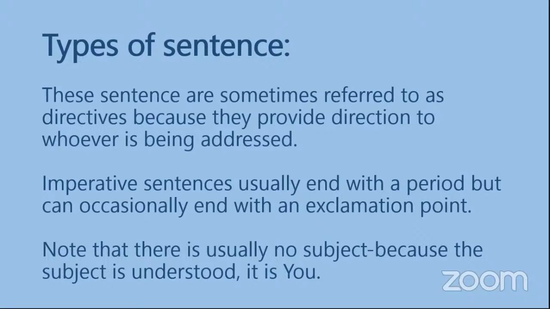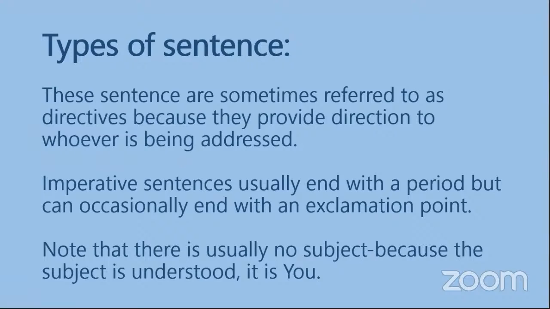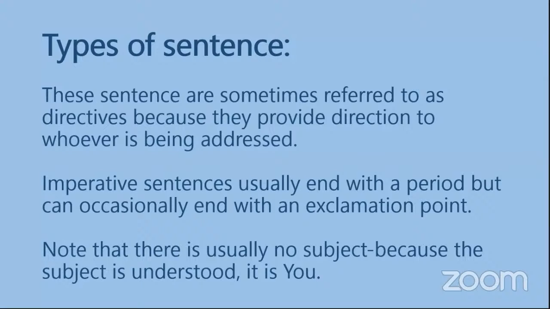These sentences are sometimes referred to as directives. Now, what are directives? Because they provide direction to whoever is being addressed. For example, you are at home and something is said by your parents. It is understood that direction is being given to you only, or your brother or sister. So it gives you direction. Imperative sentences give direction to somebody who is talking to someone.